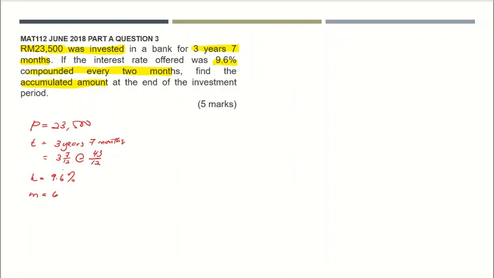Based on this information, you can find the value of I, which is equivalent to 0.096 divided by 6. And then for the value of N, this is given by M times T. So this is simply equal to 6 times 43 divided by 12. If you calculate this one, you get 21.5.